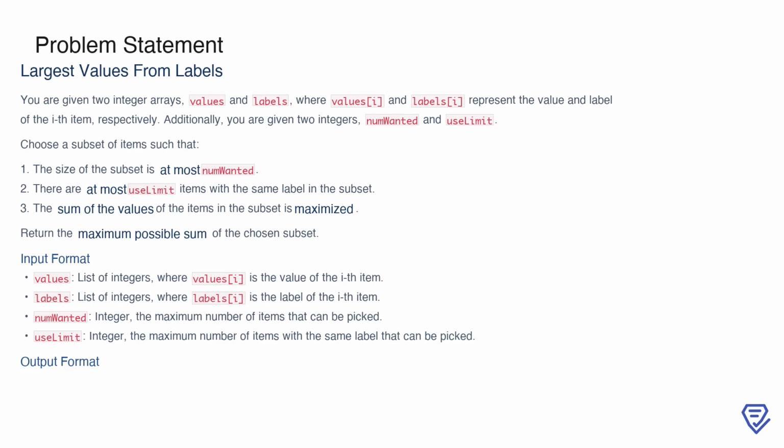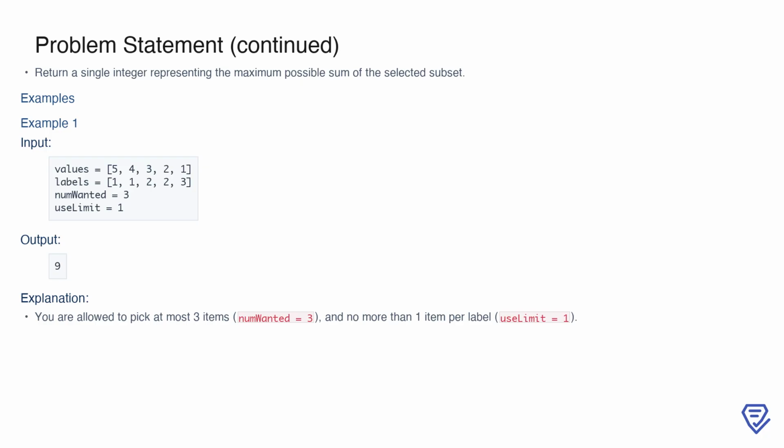Our goal is to choose a subset of items such that the size of the subset is at most numWanted, and we cannot pick more than useLimit items with the same label. At the same time, we want to maximize the sum of the values of the selected items. What we need to return is the maximum possible sum we can achieve while satisfying all of these constraints. To clarify the output, we are expected to return a single integer that represents the maximum sum of the values from the subset we choose.